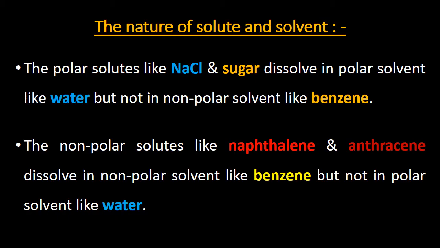For example, polar solutes like NaCl, sodium chloride, and sugar dissolve in a polar solvent like water, but not in a non-polar solvent like benzene, because benzene does not have any kind of polarity. And non-polar solutes like naphthalene and anthracene are soluble in a non-polar solvent like benzene, but not in a polar solvent like water.